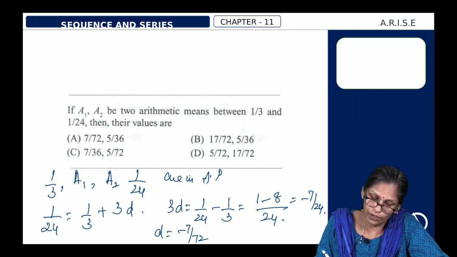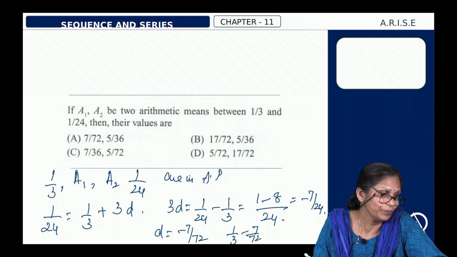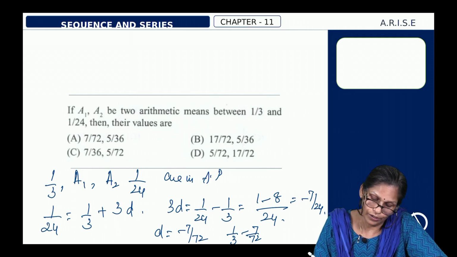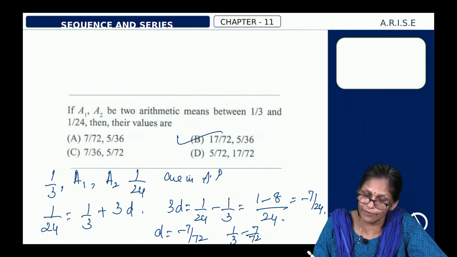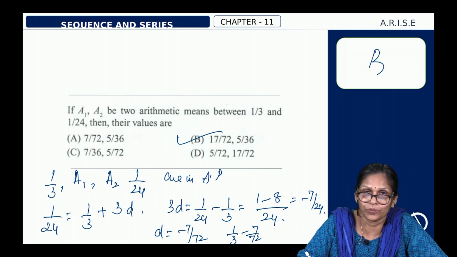So, how will you get A1? Isn't that 1 by 3 minus 7 by 72? So, this would be 17 by 72, and then subtract 7 by 72 again, you will have 10 by 72, that is 5 by 36 as the next answer. So, this is option B.